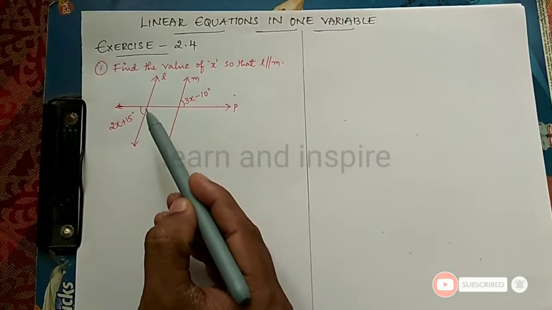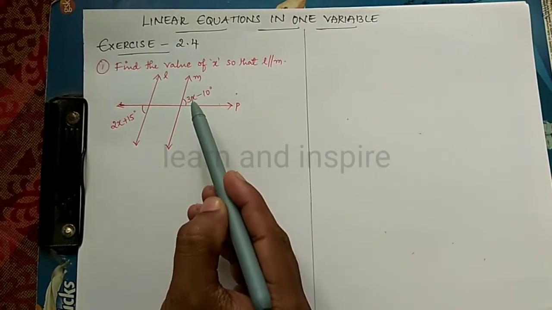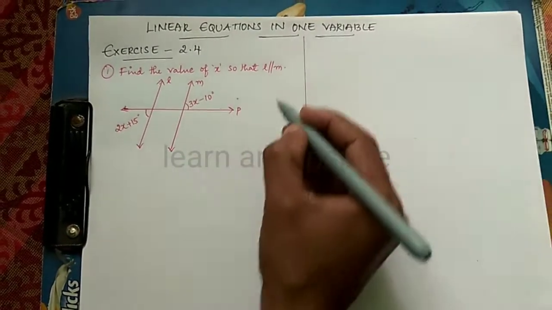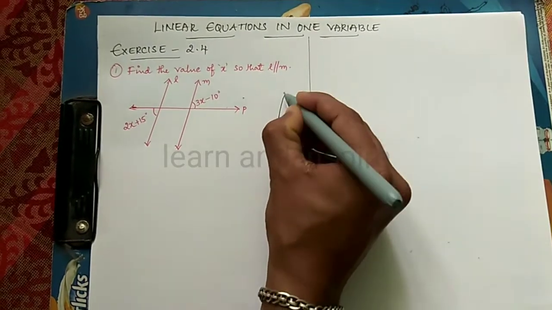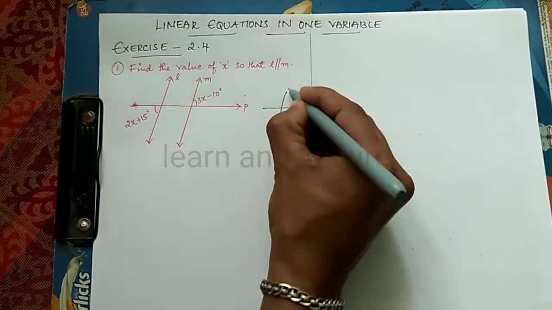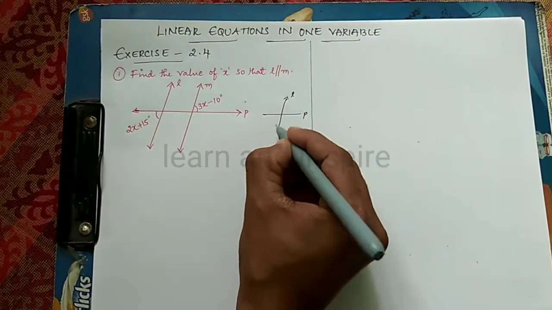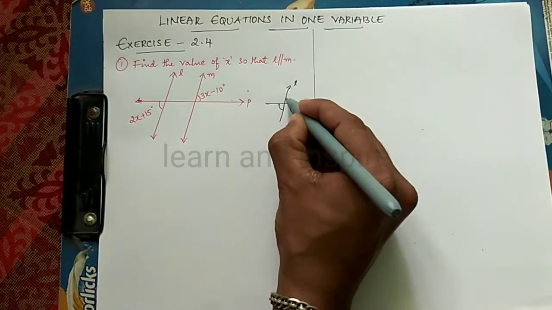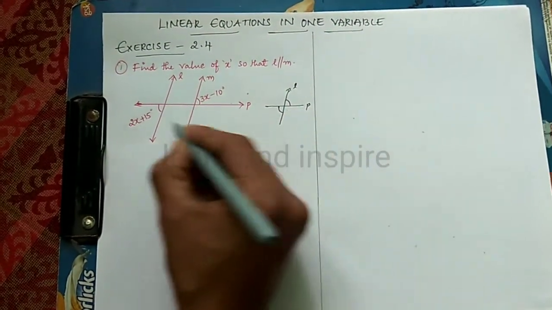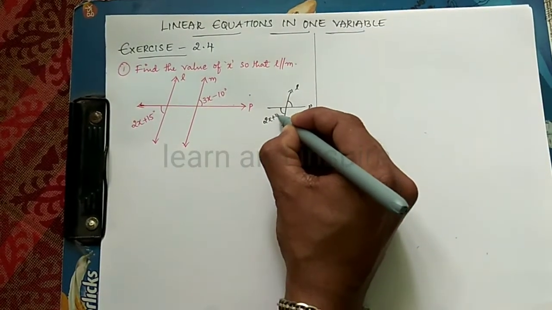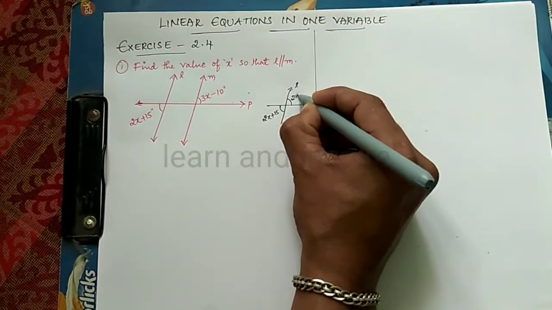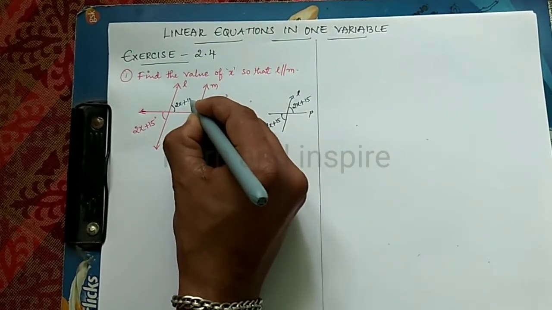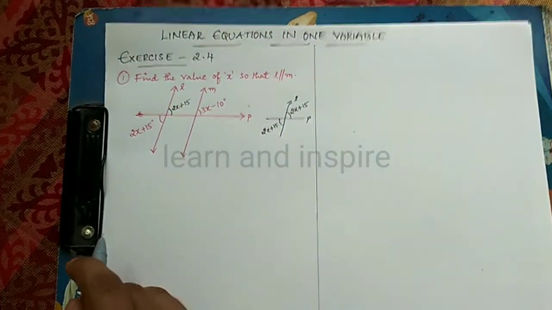You can see one of the angles is given as 2x plus 15 and the other angle is 3x minus 10. From this figure we can see this is line L and this is line P. These two are intersecting lines. If two lines intersect each other, then the pair of vertically opposite angles are equal. So this angle also becomes 2x plus 15 because they are vertically opposite angles.